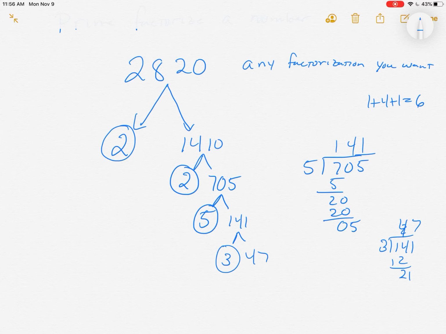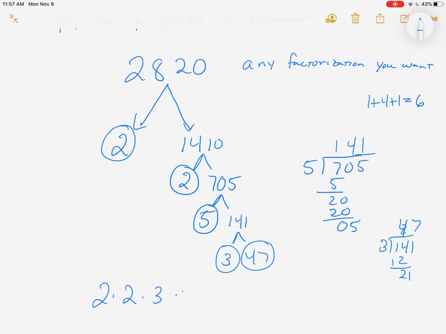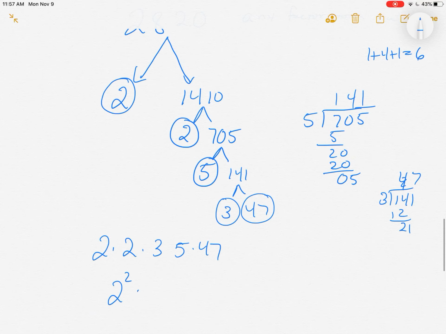9 times 5 is pretty close. My smoke alarm's going to go off here in a minute. 9 times 5 is pretty close, but not there. 6 doesn't go in there. 7 doesn't go in there. I think it's prime. So the prime factorization is 2 times 2 times 5. Actually, they typically list them out in order. So 2 times 2 times 3 times 5 times 47. Or sometimes they'll write it as 2 squared times 3 times 5 times 47.